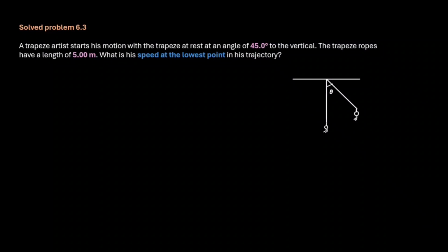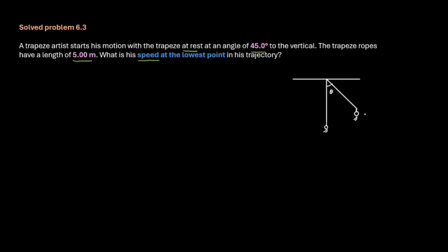Solve problem 6.3. A trapeze artist starts his motion with the trapeze at rest at an angle of 45 degrees to the vertical. The trapeze rope has a length of 5 meters. What is his speed at the lowest point of his trajectory?